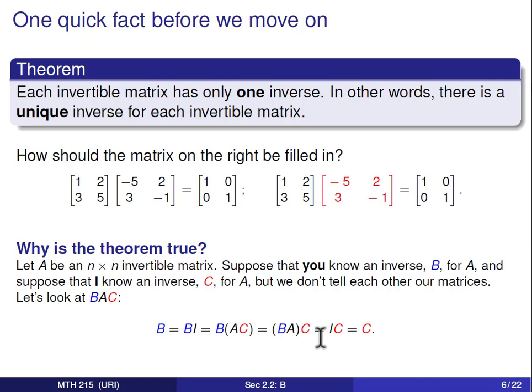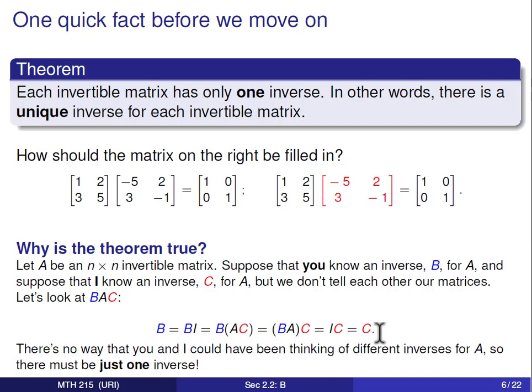Well, what that means then is that B and C are the same thing. They're equal. If there were different inverses for A, it's definitely possible you could think of one and I could think of a different one. But what this expression is telling us is that we are guaranteed to be thinking of the same thing. And the only way that can be true all the time is if there is just one inverse. When you think of the inverse of A and I think of the inverse of A, we have to be thinking of the same thing because there's only one of them.